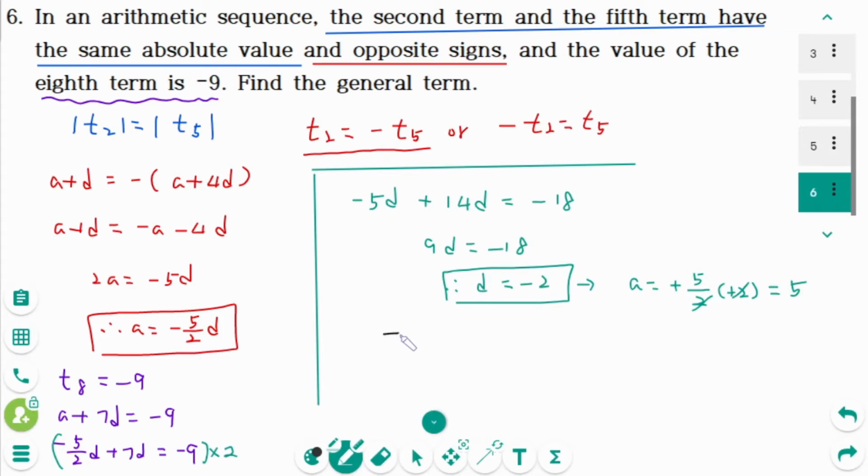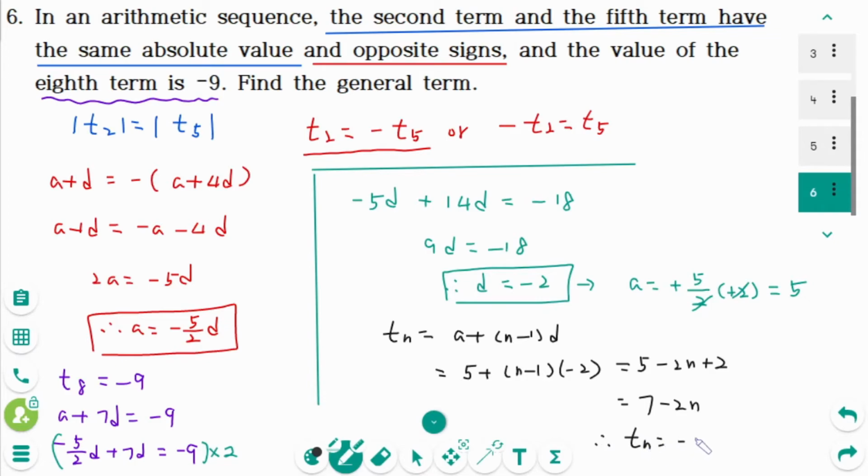The general term Tn equals A plus n minus 1 times D. Then A is 5, and D is minus 2, so n minus 1 times minus 2. Equals 5 minus 2n plus 2, which is 7 minus 2n. The general term Tn equals minus 2n plus 7.